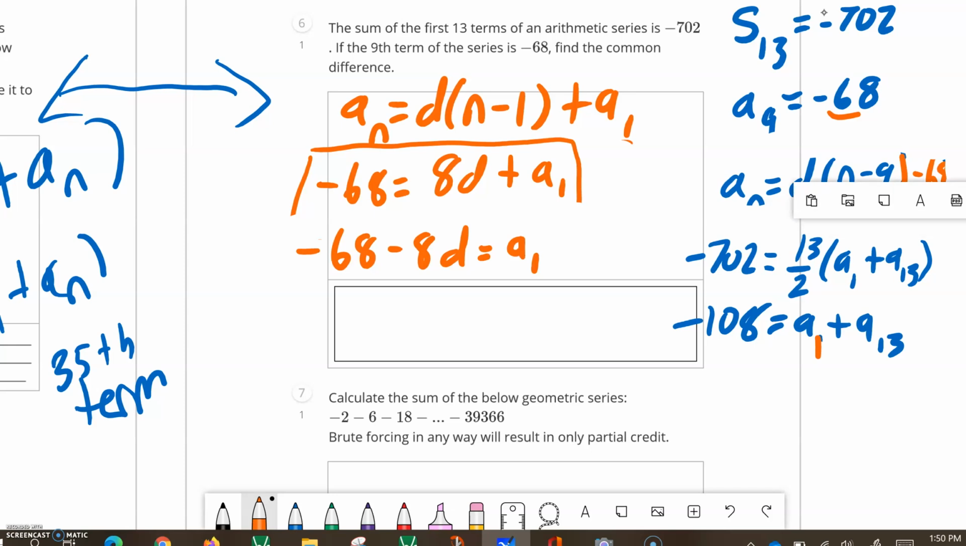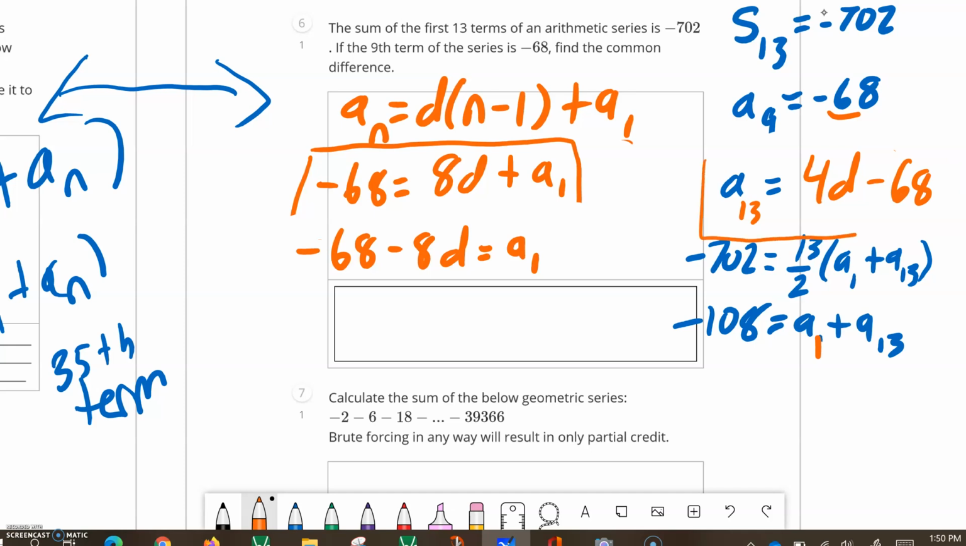So if I were to plug in 13 again into here, let me just rewrite it really quick. 13 goes into that one. This would be, again, minus 9, right? Yeah. So if I plug 13 in there, that would be 4d minus 68. So now here's the cool part.